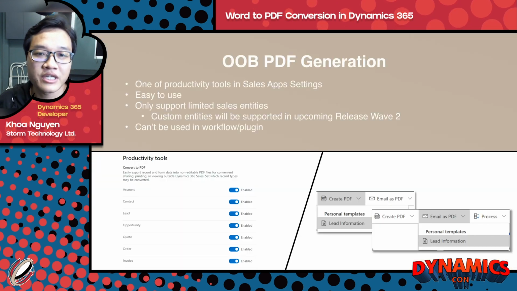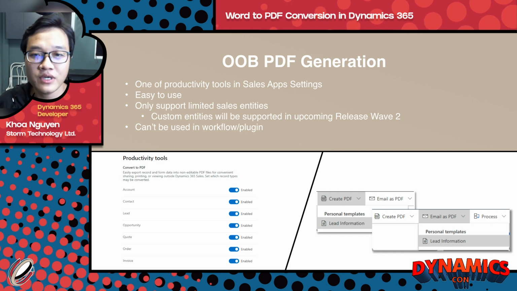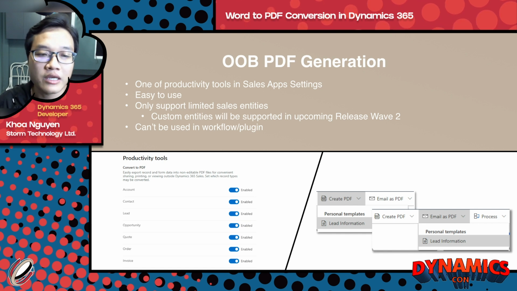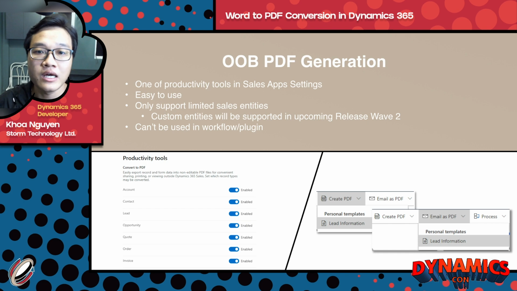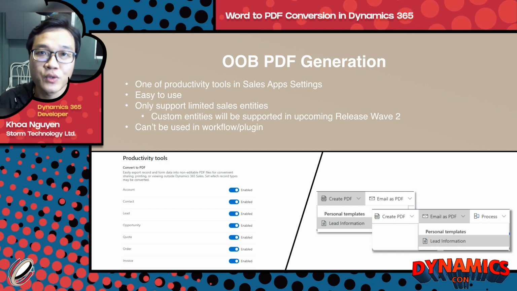PDF generation is one of the productivity tools which can be enabled or disabled in Sales app settings. It's easy to use. It allows generating PDF documents and saving them to a note or downloading them directly. Also, we have the ability to attach the PDF document to an email.